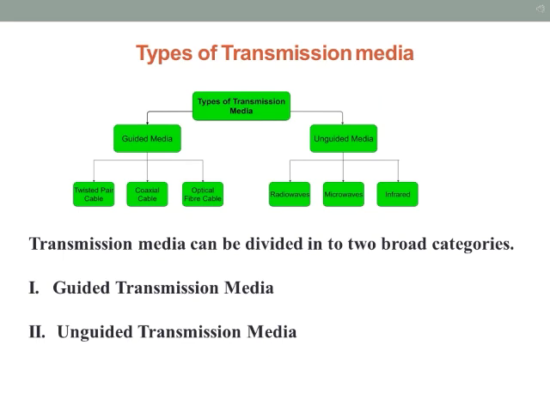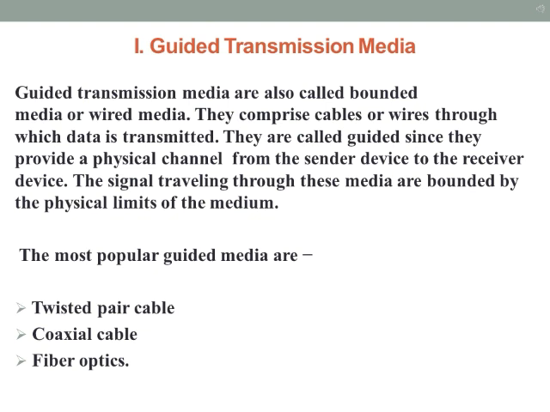First one, guided transmission media. Second one, unguided transmission media. Guided transmission media are also called bounded media or wired media. They comprise cables or wires through which data is transmitted. They are called guided since they provide a physical channel from the sender device to the receiver device. The signal traveling through these media are bounded by the physical limits of the medium.